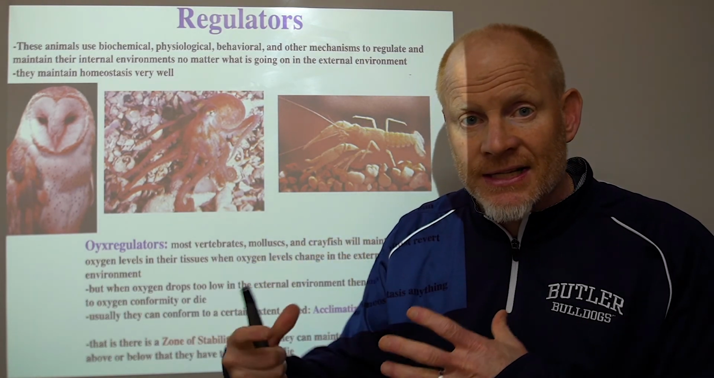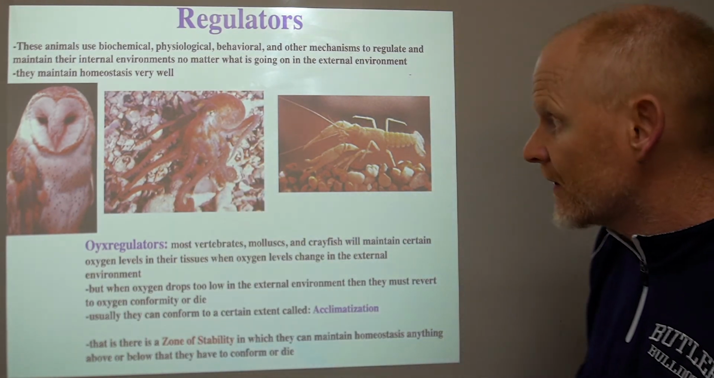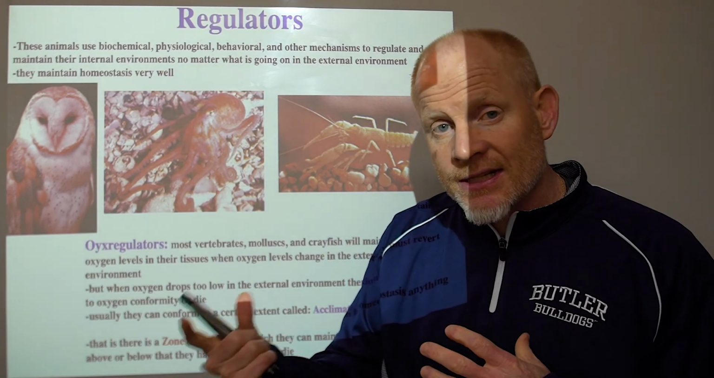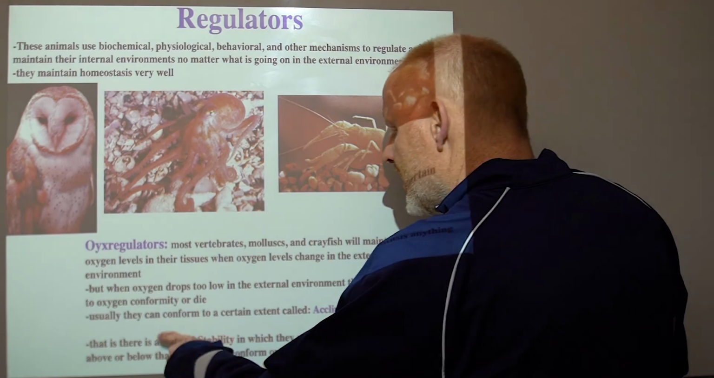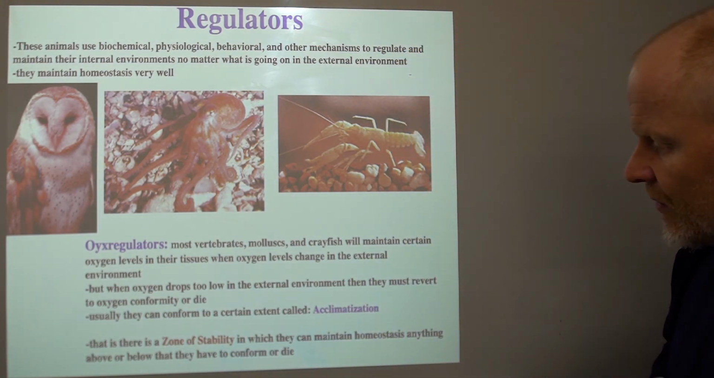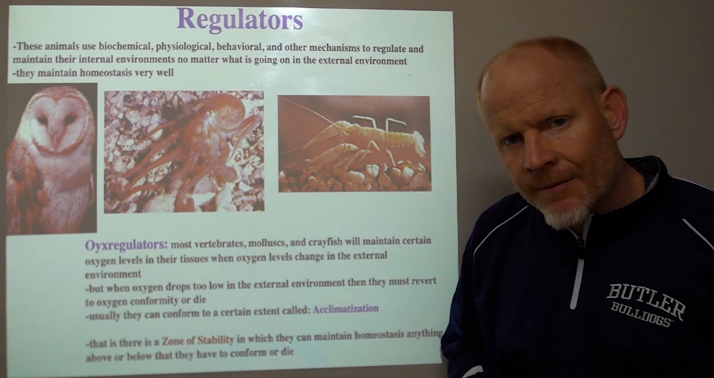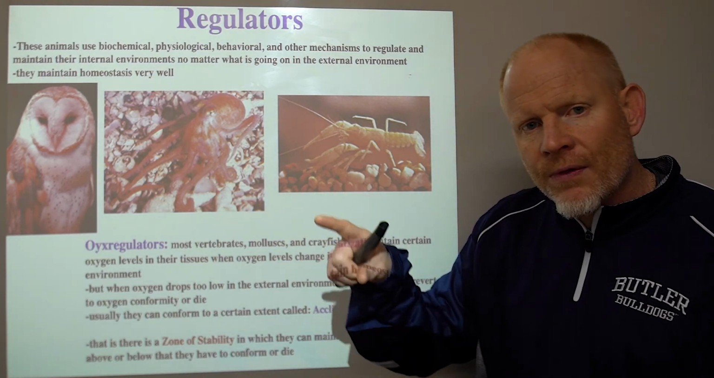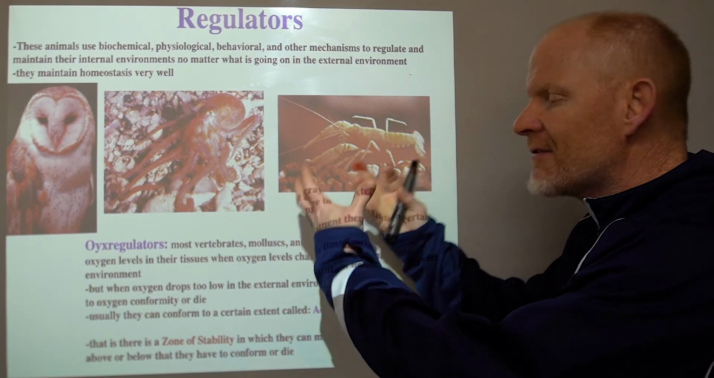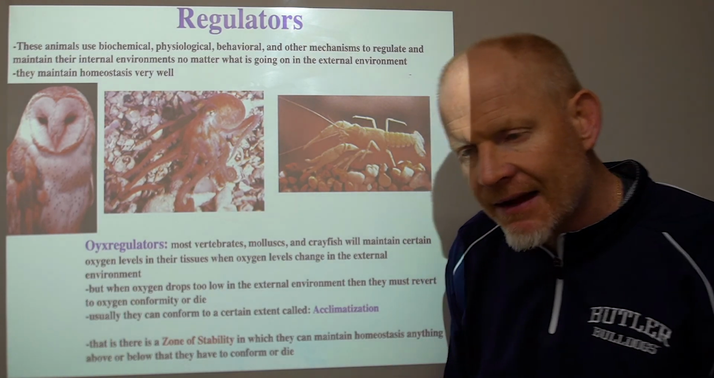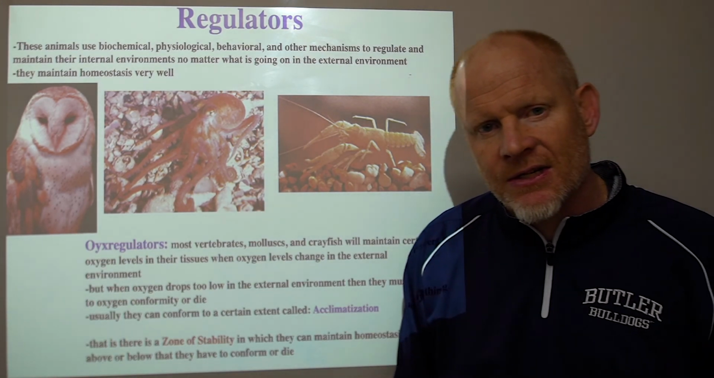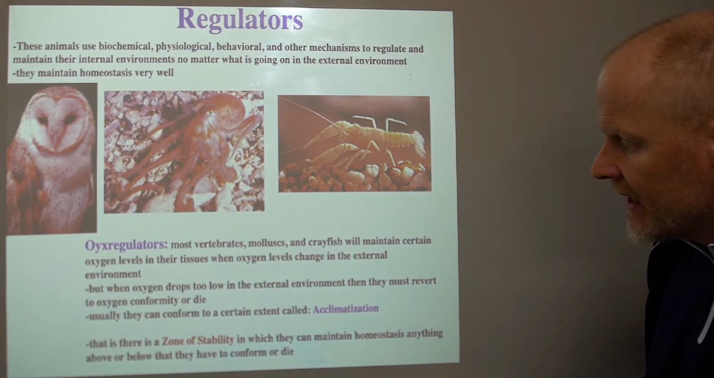They maintain homeostasis no matter what's going on out in the environment, whether there's an increase in salinity, an increase in temperature, or a decrease in temperature. There is a zone of stability or stableness in which they can maintain homeostasis very well. If we go above or below that zone, then these animals are going to have to conform or die. And most of these regulators have the ability to conform to a certain extent, and it's called acclimatization, which is on the next slide.